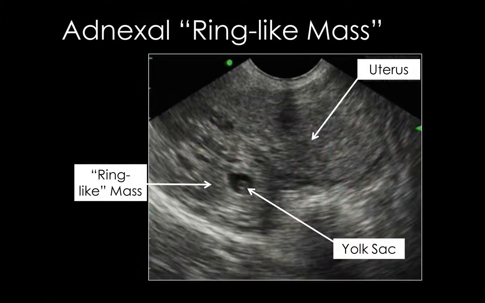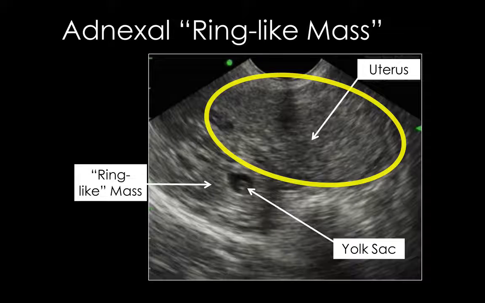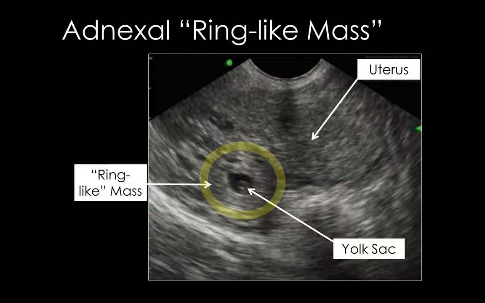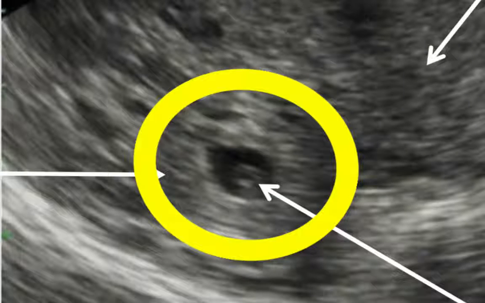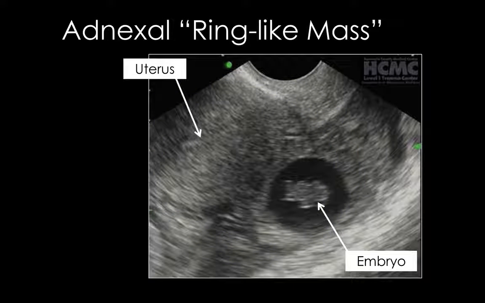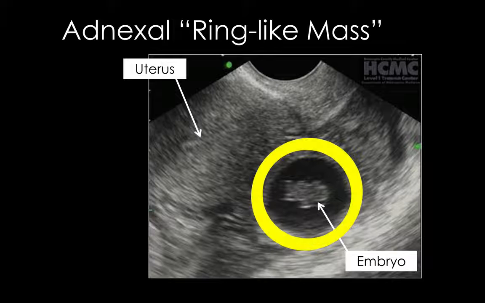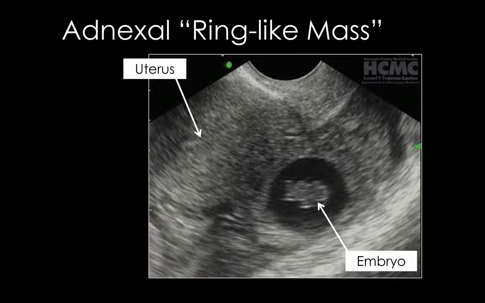Here is an example of an extrauterine adnexal ring-like mass. Here is the uterus, and the mass is here. You can even see a yolk sac within this mass. This is a more advanced case of ectopic pregnancy. The uterus is here, and a fully developed embryo is clearly seen outside the uterus.